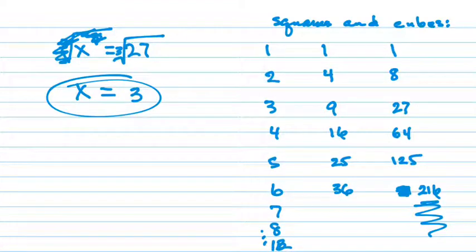Right? So do you remember what a square is? Square means the number multiplied times itself. Cube means the number multiplied times itself, what? 3 times. Okay? So, how about if I have x cubed equals 216? And I'm going to make it more interesting. Negative 216.